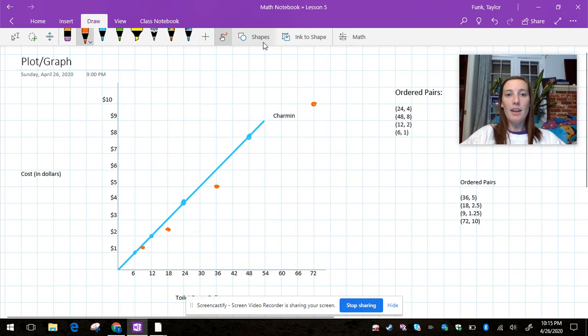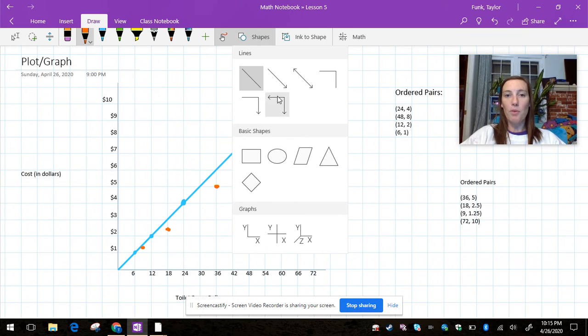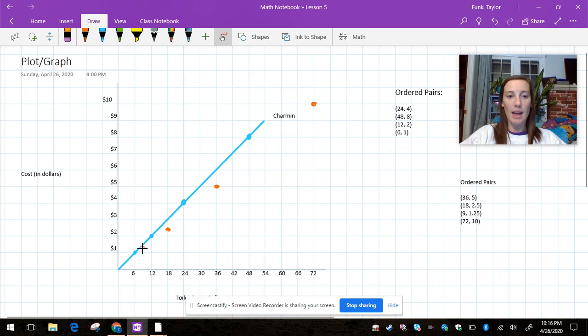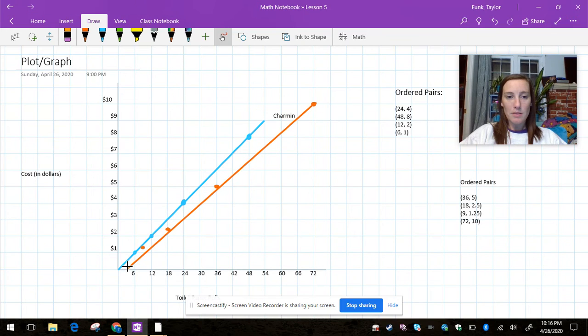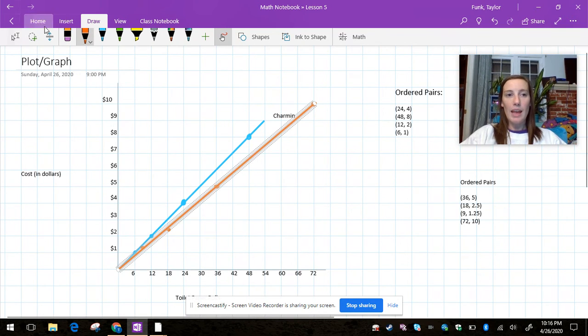All right, and then same next step as before. I'm going to draw a line, and I'm going to connect my dots. Pretty good. And label that this is the Cottonelle line.